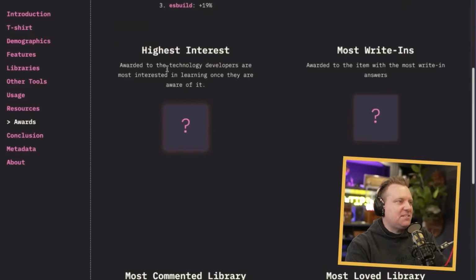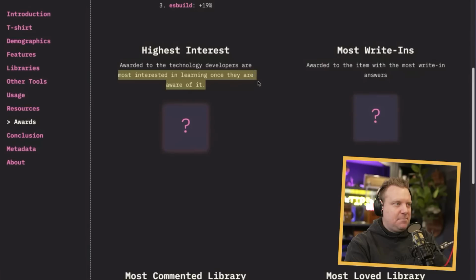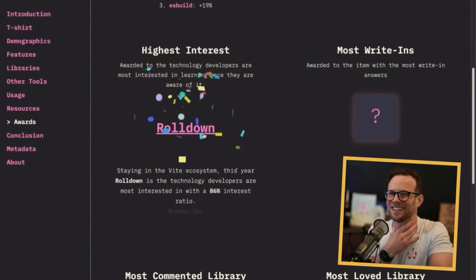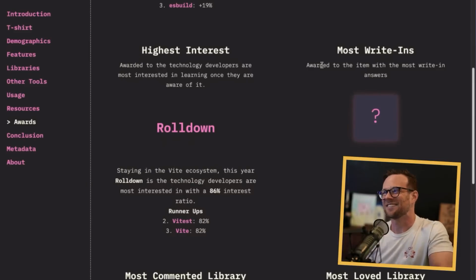Highest interest, awarded to technology developers are most interested in learning once they are aware of it. I don't know. I'm saying Svelte just because I like it. But the answer is probably Vite. I'm going to say Playwright. Roll down. Wow. Vitest and Vite. The runner stuff. That's like the biggest. That's the funniest thing.